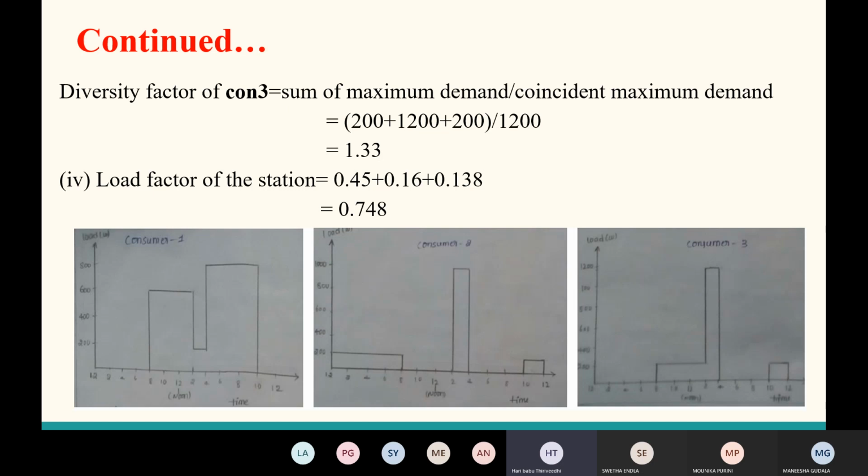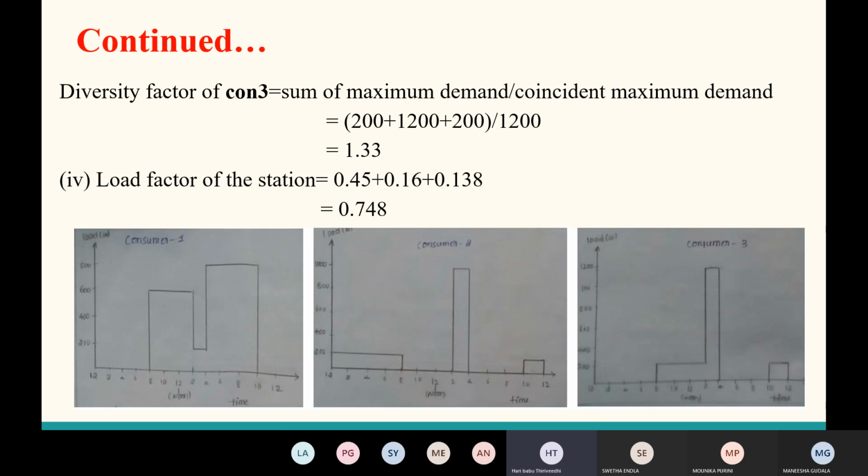The second one is load diversity, right? So load diversity is easy to find out. Why? What is the definition of load diversity? It is the difference between the sum of maximum loads minus the maximum demand of the station: sigma i equal to 1 to n Di minus Dg. So the sum of maximum demands is nothing but 900 plus 1000 plus 2100 plus 2000, which is 6000 kilowatt, the sum of individual maximum demands.